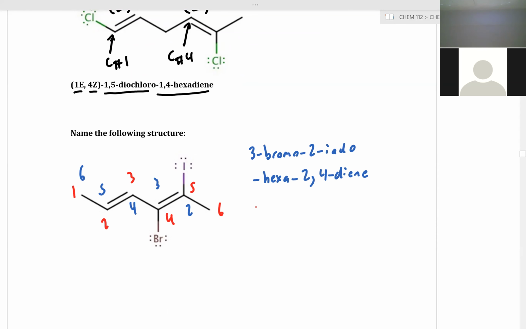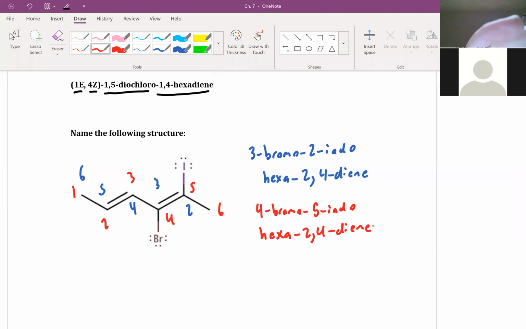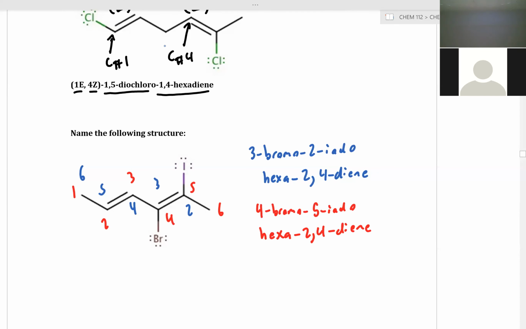The other option would be 4 bromo, 5 iodo. I keep putting the dash after iodo. That's not necessary. So you have hexa, 2, 4 diene. So which numbering method is preferred, blue or red?